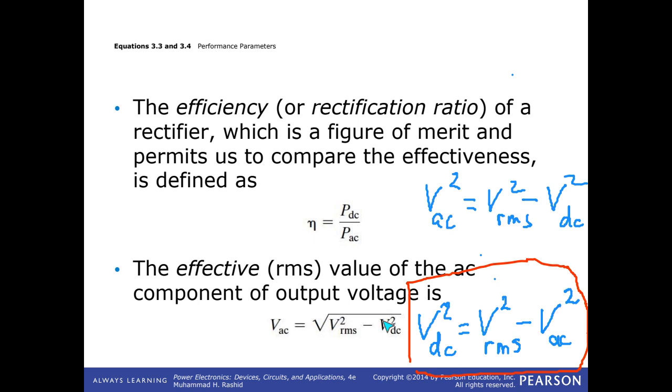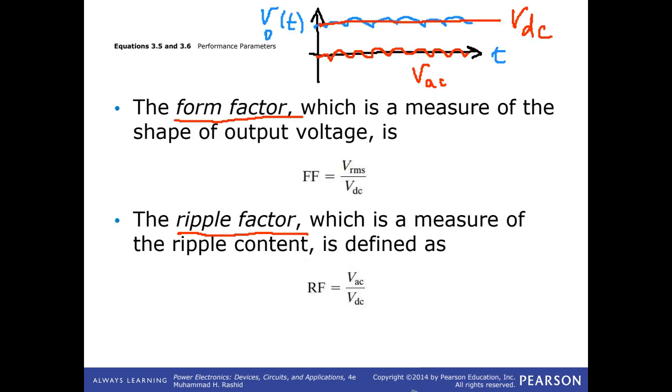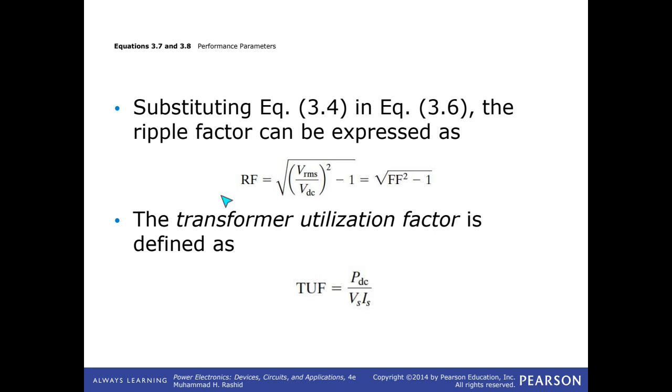Tamam, mutluyuz herhalde burada. Bir daha kontrol ettim. Form factor RMS'in DC oranı. Form factor is RMS over DC. Ripple factor AC to DC. And the relationship between form factor and ripple factor is that ripple factor is equal to the square root of form factor square minus 1.